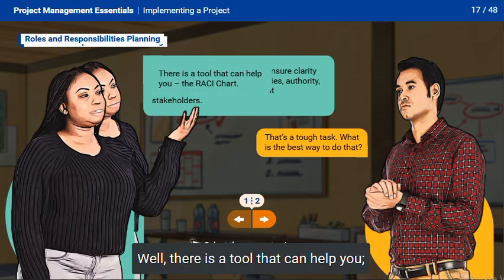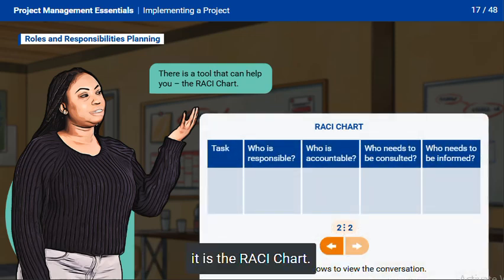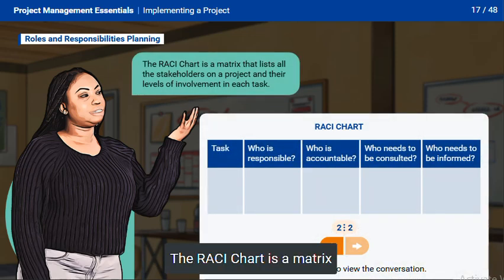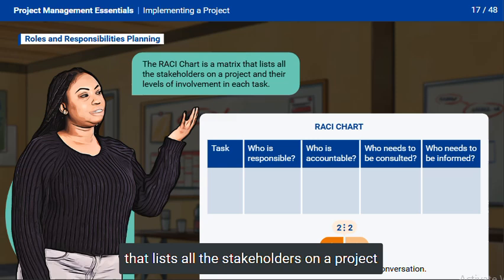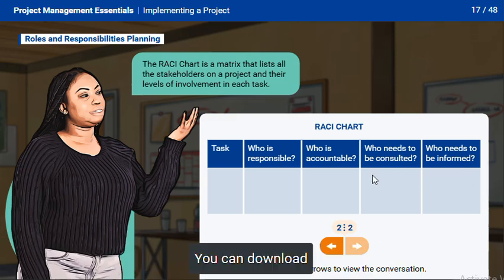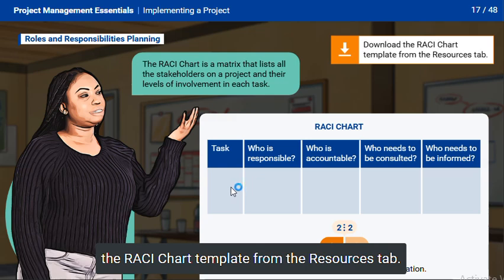Well, there is a tool that can help you. It is the RACI chart. The RACI chart is a matrix that lists all the stakeholders on a project and their levels of involvement in each task. You can download the RACI chart template from the Resources tab.